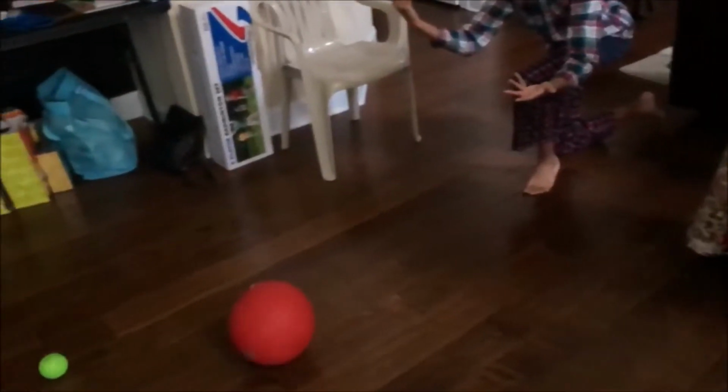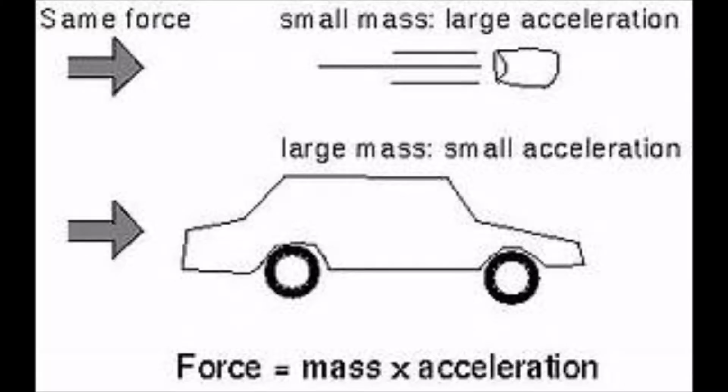When the foursquare ball and tennis ball were rolled on the ground with the same force, the tennis ball accelerated faster. This can be explained with Newton's second law of motion. Since the tennis ball and foursquare ball were rolled with about the same force, the acceleration all depends on the mass. Since the tennis ball has a lower mass than the foursquare ball, it accelerated faster.